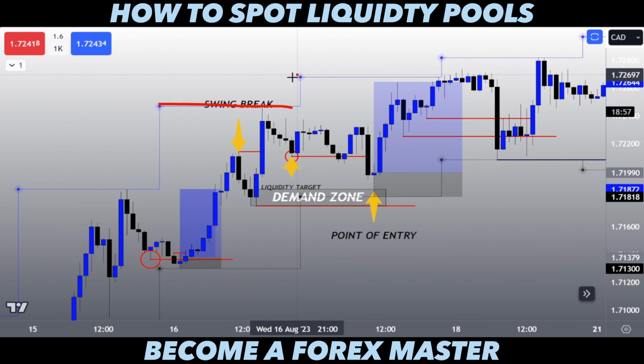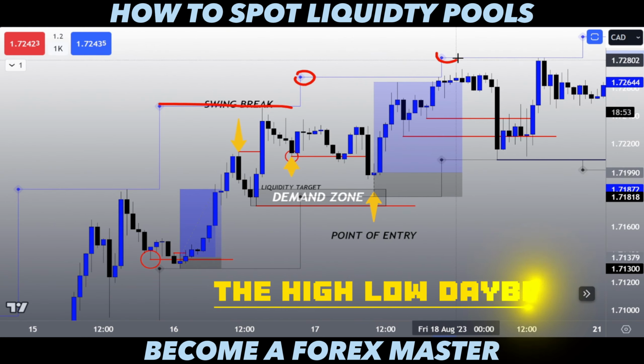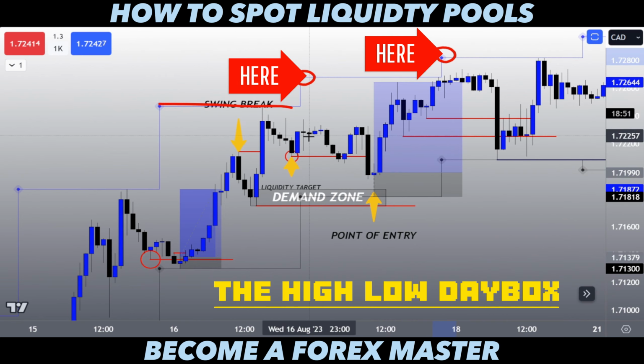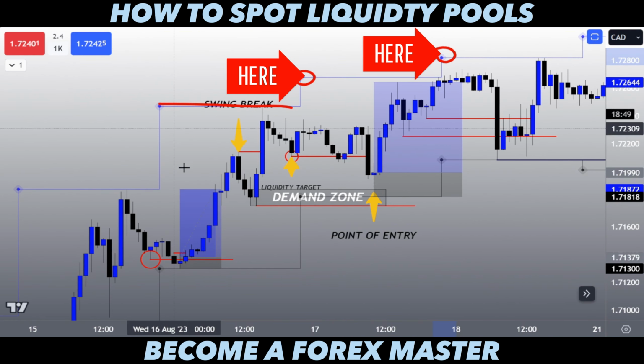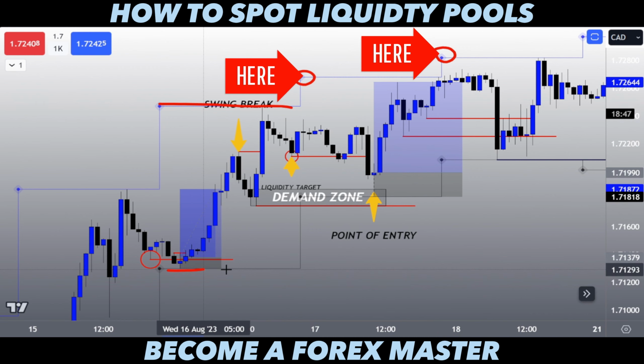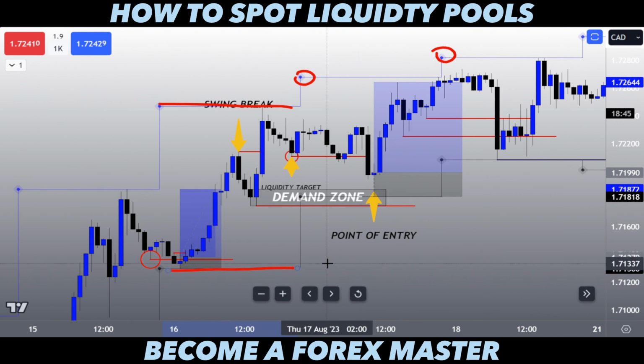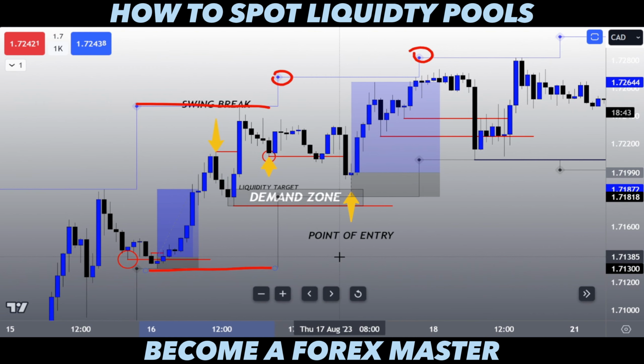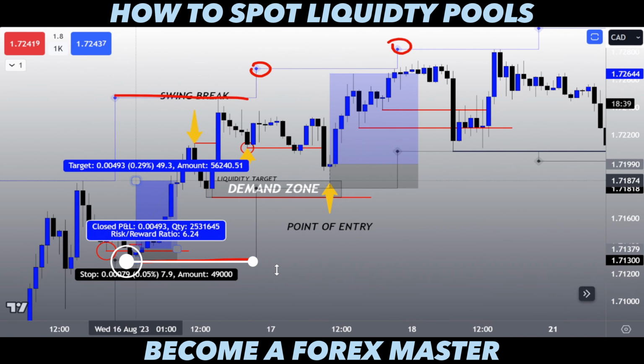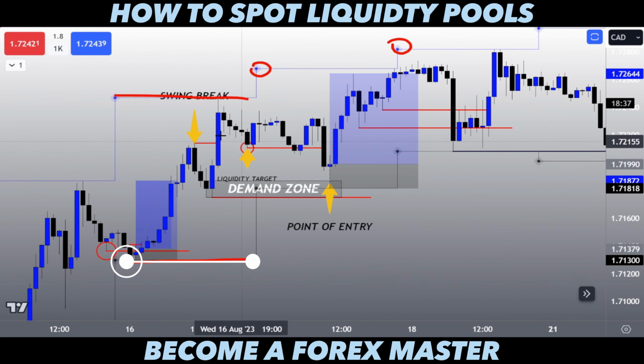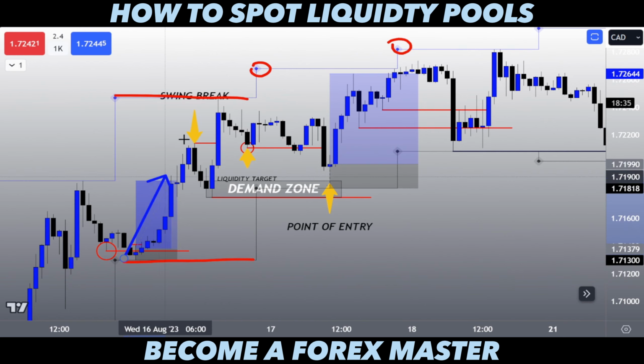This is my method. You must first dissect the chart into different days. Each day is displayed by an indicator called the high-low day box. The diamond at the beginning and at the end of each box shows us where the day starts and where the day ends. The high of each day is shown by the line at the top, and the low of each day is shown by the line at the bottom. That is all there is to this indicator.